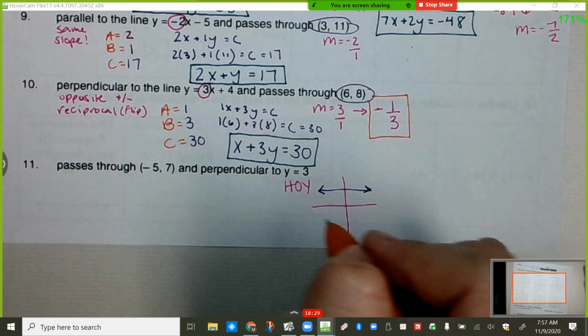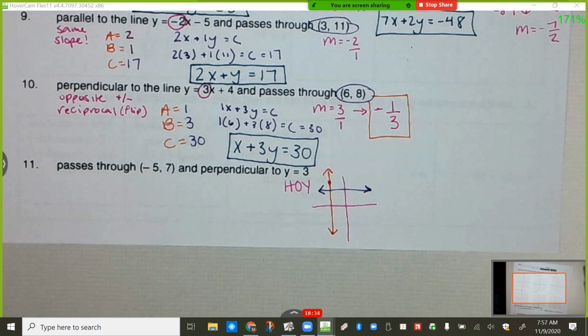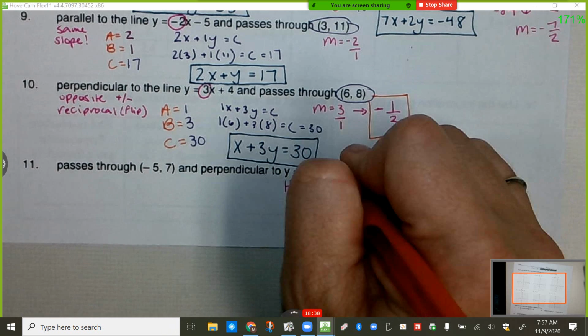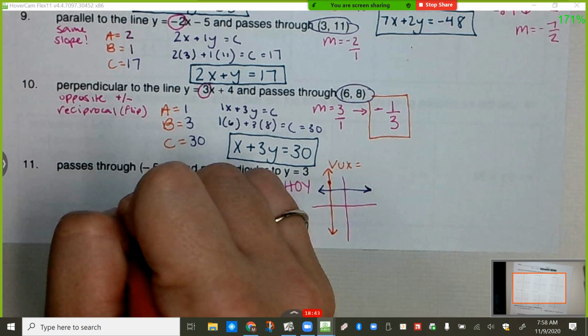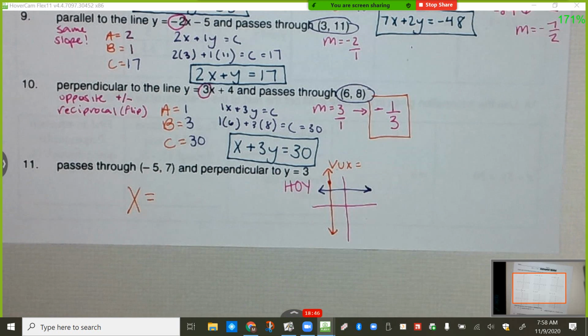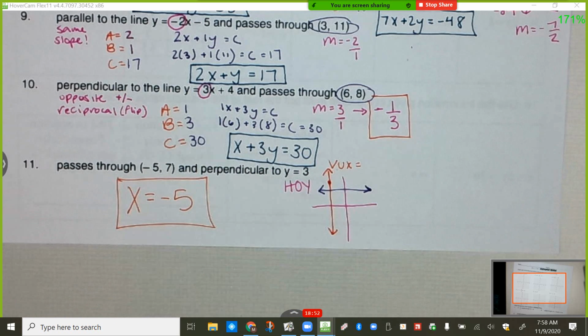So negative 5, 7 would be somewhere over here. I need a vertical line that goes through that point, because that's what's perpendicular to a perfect horizontal line. So I need a Vux equation. Well, if it's vertical, undefined, x equals equation, what's the x of my point? Negative 5. There's your answer. So remember, perpendicular to a y equals equation is an x equals equation. But remember, when I say y equals, a lot of our equations are y equals, but y equals with no x, a zero slope, a Hoy equation. Because that's the x of my point that it has to go through.